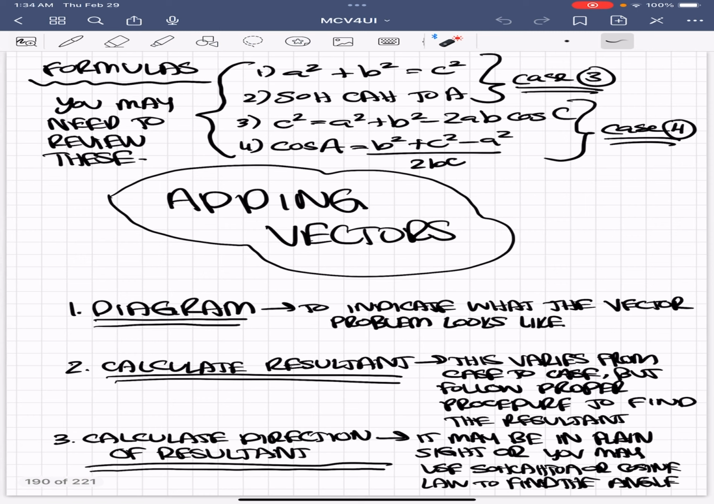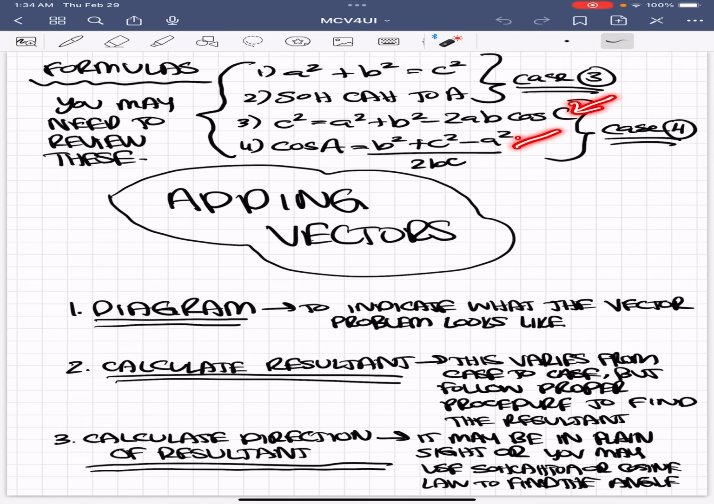These are the formulas. So we have Pythagorean theorem, we have SOHCAHTOA, we have cosine law, and another cosine law, but with the angle. So you may need to review these before we get started. I'm sure you've seen them before, but we're going to be using them to solve our vector questions.